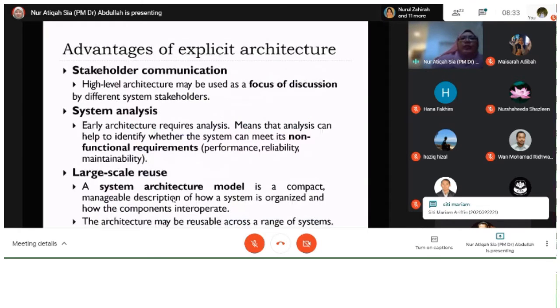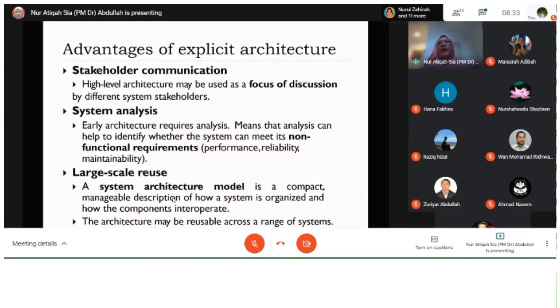So what are the advantages when we have very clear or explicit architectures? Okay, number one is to ease stakeholder communications. That will be our medium to discuss with our stakeholders. We will give a high-level abstraction like the one just now. We will show the diagram so that we can focus on the discussion: what to discuss, what should be included, what should be excluded, what will be in your budget, and what things you are going to include in later developments and so on.